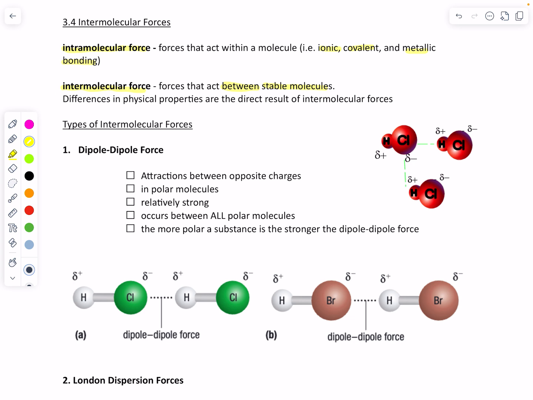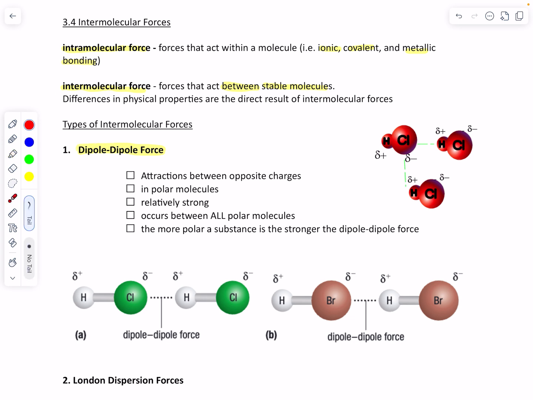Intermolecular forces are important in biological processes. In biological systems, intermolecular forces are essential for the structure and function of biomolecules. And in chemical reactions, they can affect the rate and outcome of chemical reactions. We're going to look at different types of intermolecular forces. The first type is called dipole-dipole forces.